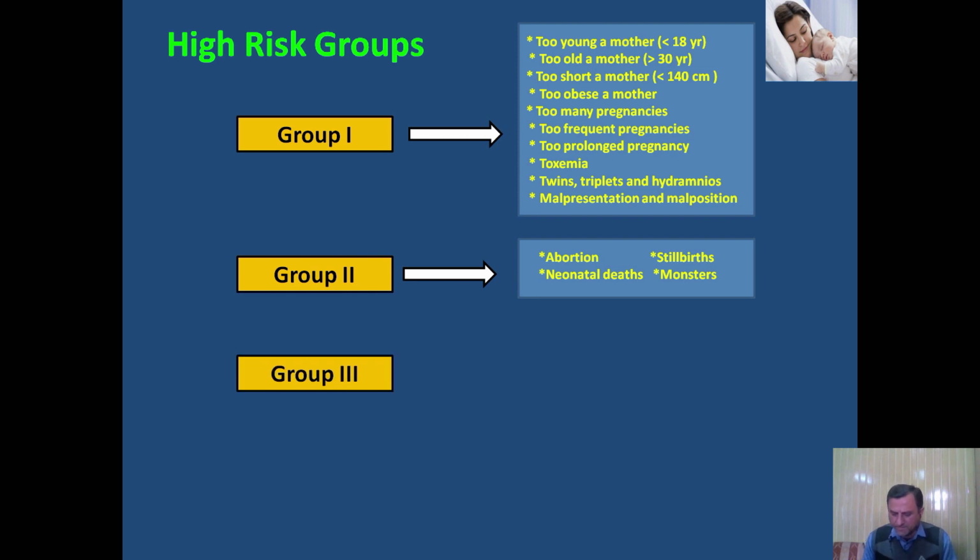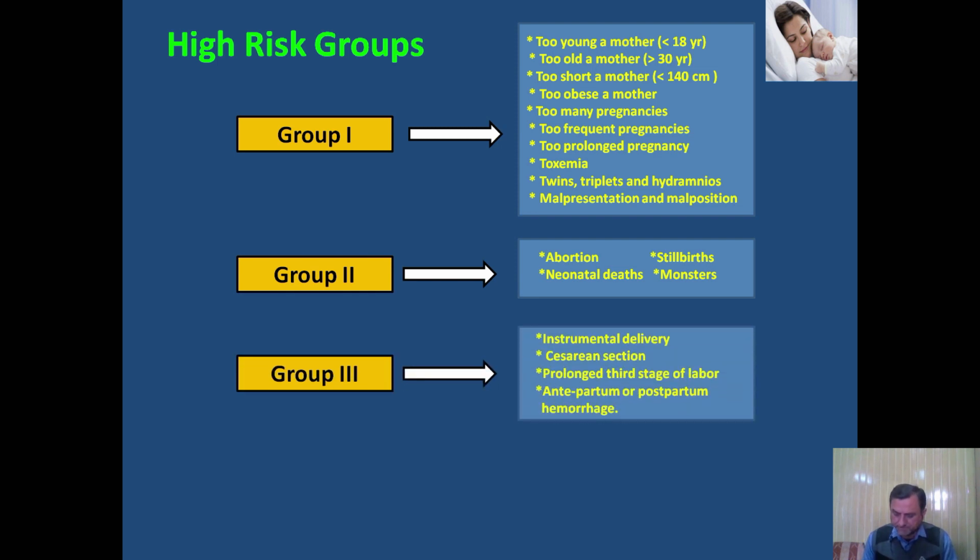Then group 3, we have mothers who have had a history of instrumental delivery because they had problems with the last delivery, that was an obstructed or prolonged labor. We had to resort to instrumentation. Then cesarean section, especially what has been the indication. She may again have the same indication. Therefore, we have to watch out for that. The prolonged third stage of labor, she has had a problem previously, she may again have it. So it's better to refer to a higher center.